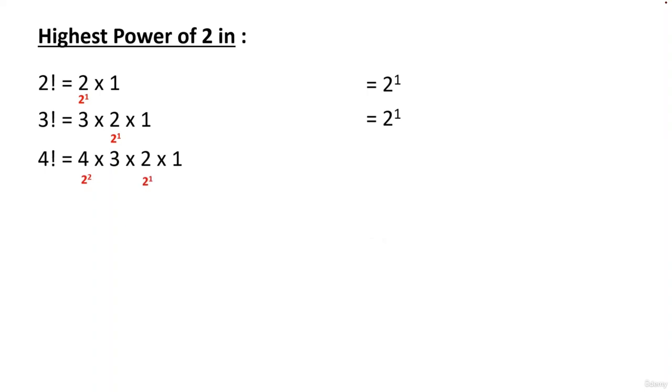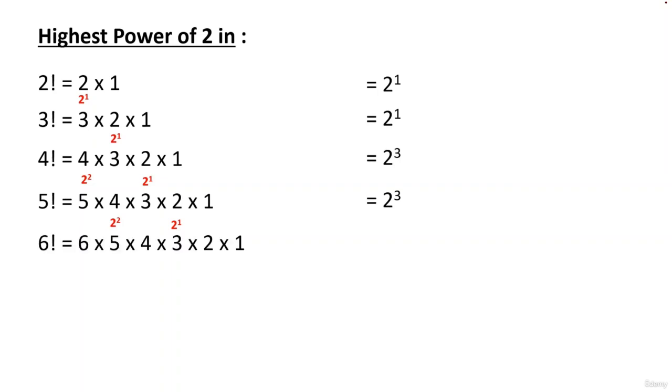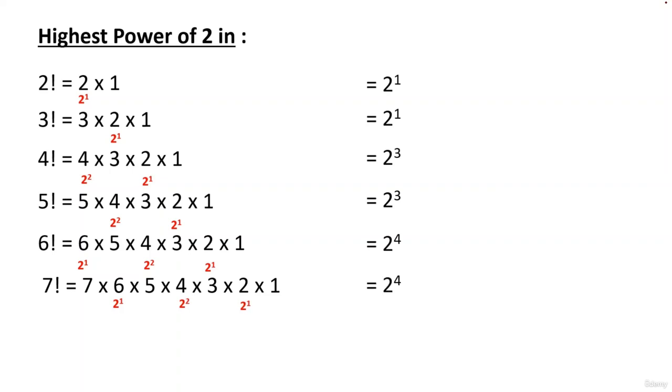Whenever numbers are multiplied and the bases are the same, the powers get added. So the highest power of 2 will be 2 raised to 3. In 5 factorial, multiplying by 5 adds a power of 5, but the power of 2 is the same, so no change. Again the highest power of 2 is 3. 6 factorial is 6 into 5 into 4 into 3 into 2 into 1, so one more power of 2 is added, 2 raised to 1. So now it is 2 raised to 1 into 2 squared into 2 raised to 1, which is basically 2 raised to 4. Next, 7 factorial: only 7 is added, so the power of 2 remains intact.